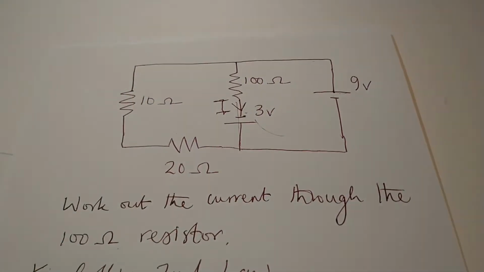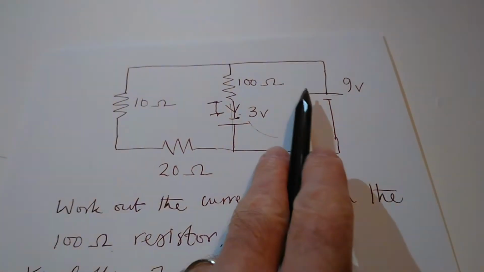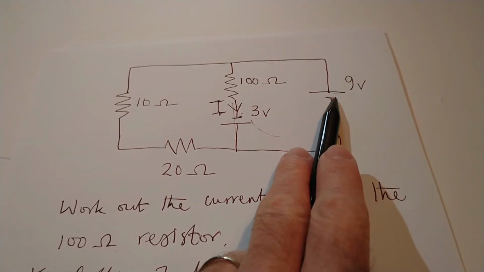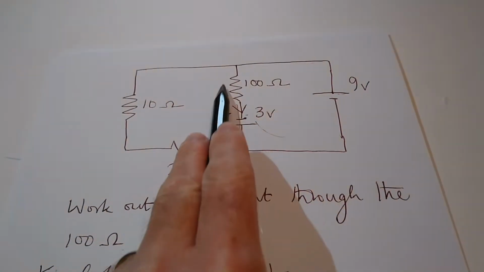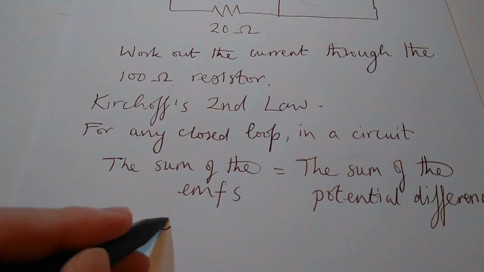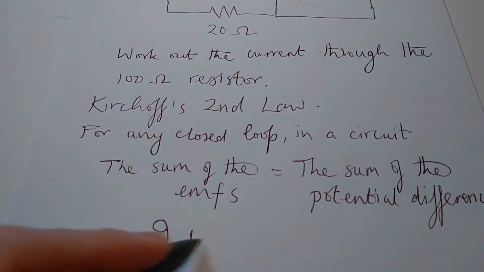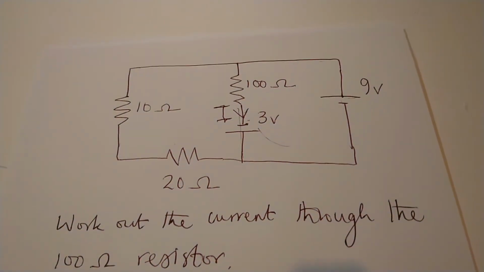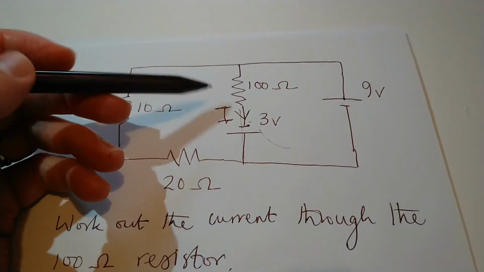So let's use Kirchhoff's second law. So we want the sum of the EMFs, the sum of the voltages supplied. So we've got 9 plus 3. Okay, so that's the left-hand side of our equation. 9 plus 3.